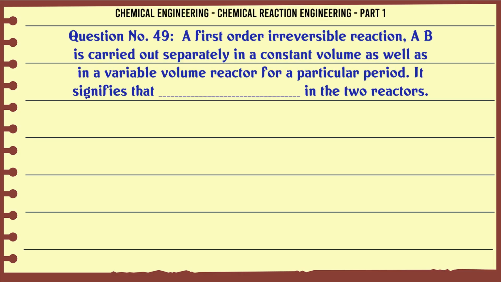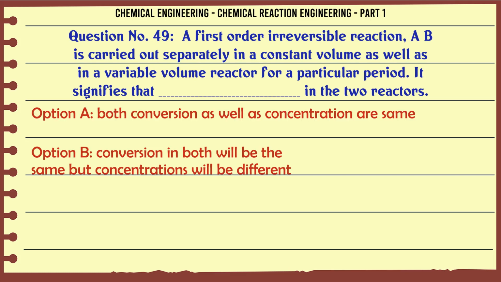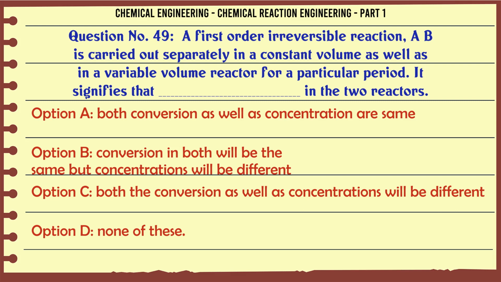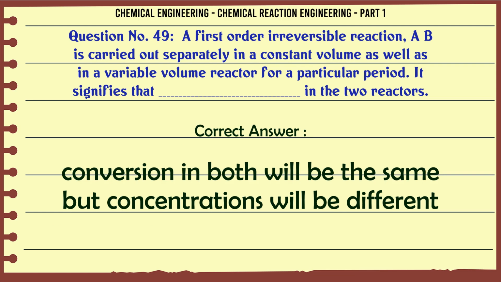A first-order irreversible reaction, A to B, is carried out separately in a constant volume as well as in a variable volume reactor for a particular period. It signifies that in the two reactors, A. Both conversion as well as concentration are same. B. Conversion in both will be the same but concentrations will be different. C. Both the conversion as well as concentrations will be different. D. None of these. The correct answer is conversion in both will be the same but concentrations will be different.